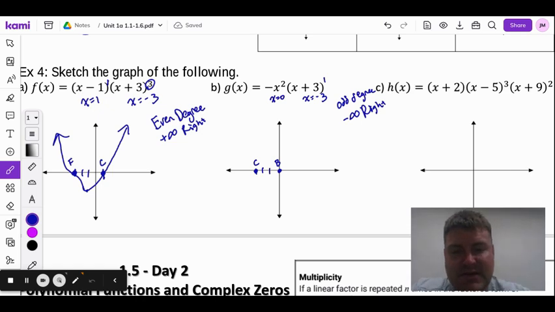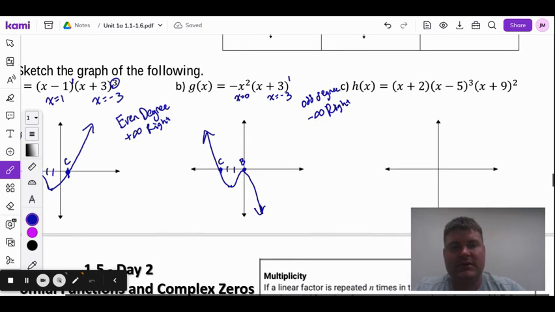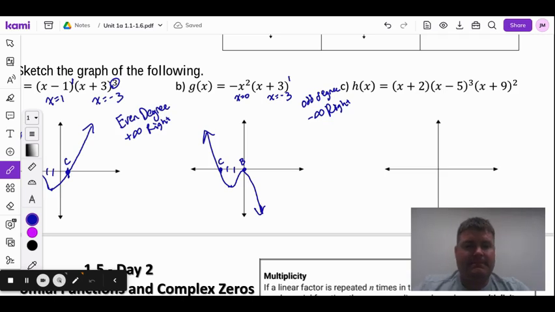So we're going to start down here. And then we're going to come up, bounce off the origin, and turn right back around to cut through that guy right there. Any questions? It's a video. All right.